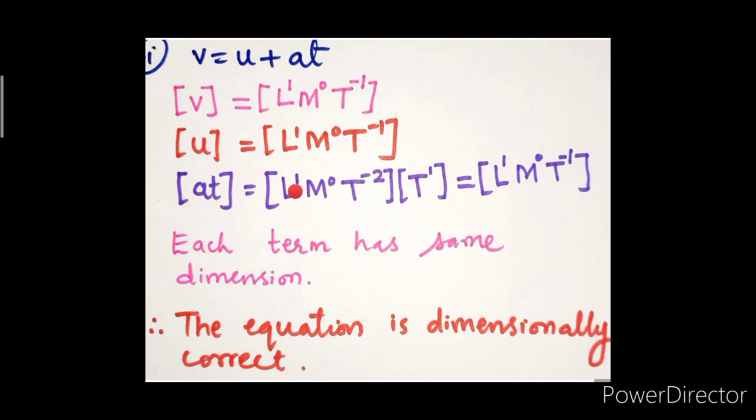A is the acceleration whose dimension is L1 M0 T minus 2 into t. The dimension of t is T raised to 1. When we solve it, we get L1 M0 T minus 1. So we are getting L1 M0 T minus 1 as the dimension, which is the same for all the terms involved in the formula. Hence, we can write that the given equation V is equal to u plus at is dimensionally correct.